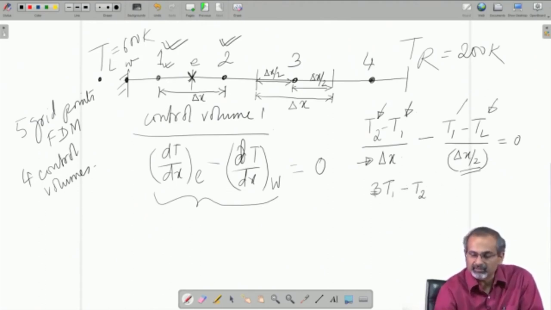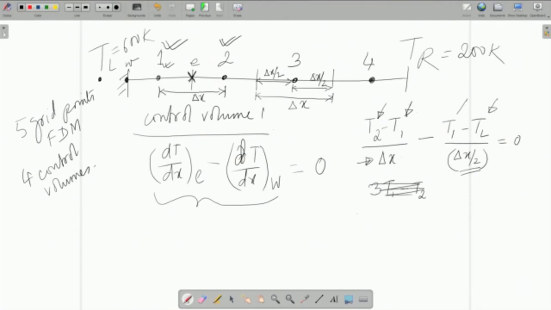Well, we will just correct it slightly. It should be T 2 minus 3 T 1 plus 2 T L equal to 0. So, it comes from this equation. You can imagine something very similar to this would happen when you go to the control volume 4. Let us do that.